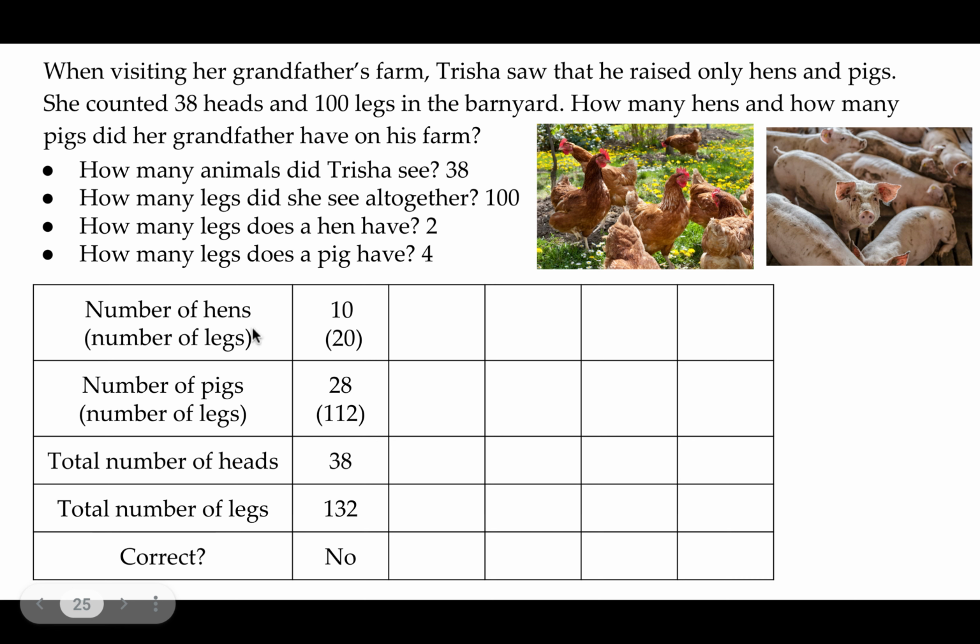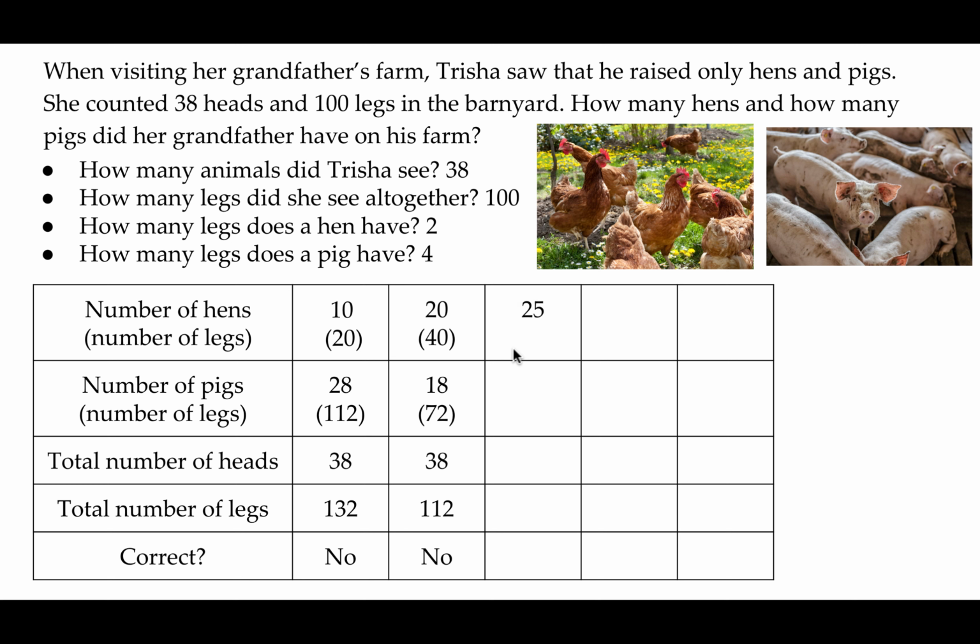So let's increase the number of hens to, say, 20. Now I have 20 hens, and each hen has 2 feet, so 20 multiplied by 2 is 40. The difference between 38 and 20 is 18. 18 is the number of pigs, and the product of 18 and 4 is 72. Again, the number of heads is 20 plus 18, which is 38. That checks out. And the sum of the legs of the hens and the legs of the pigs is 112. So it's not correct, but I'm getting closer. Again, we need more hens.